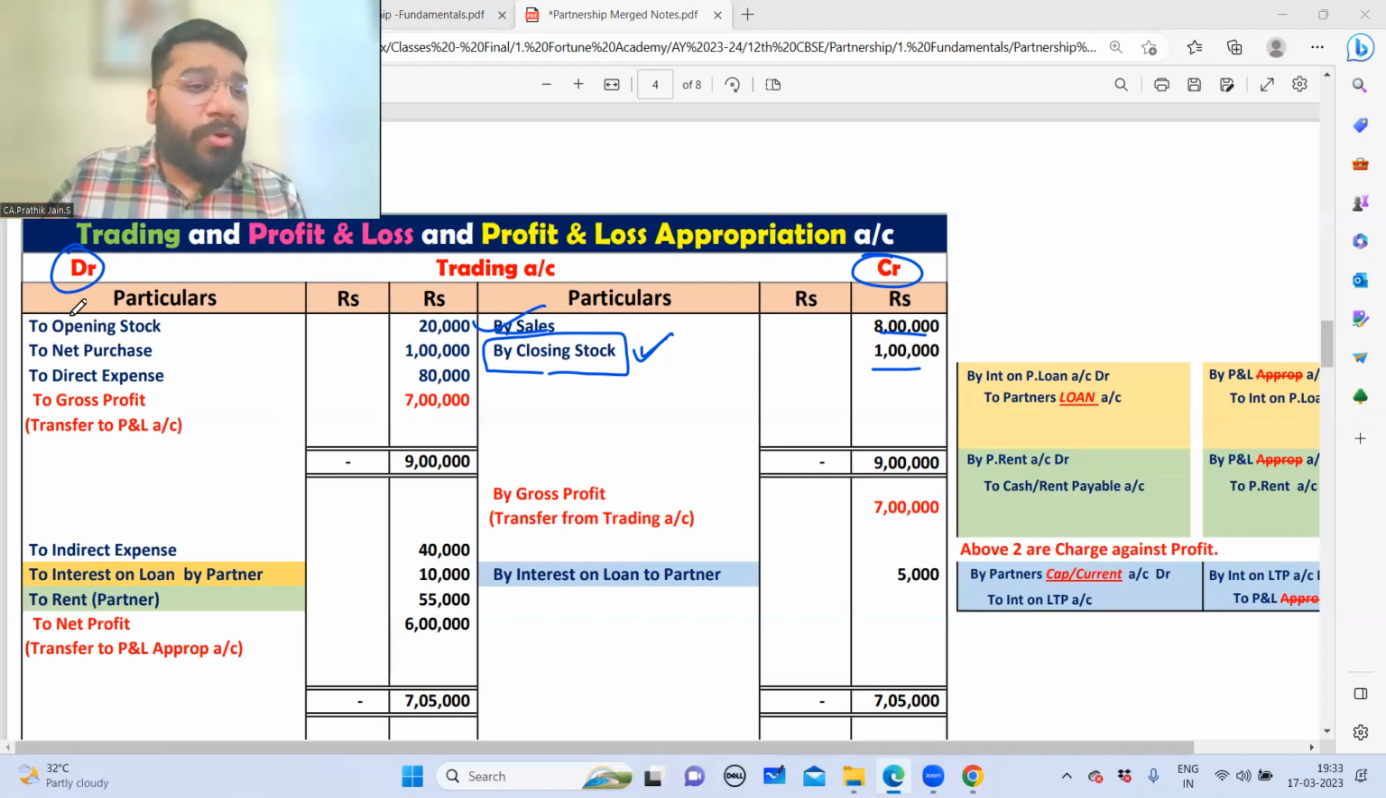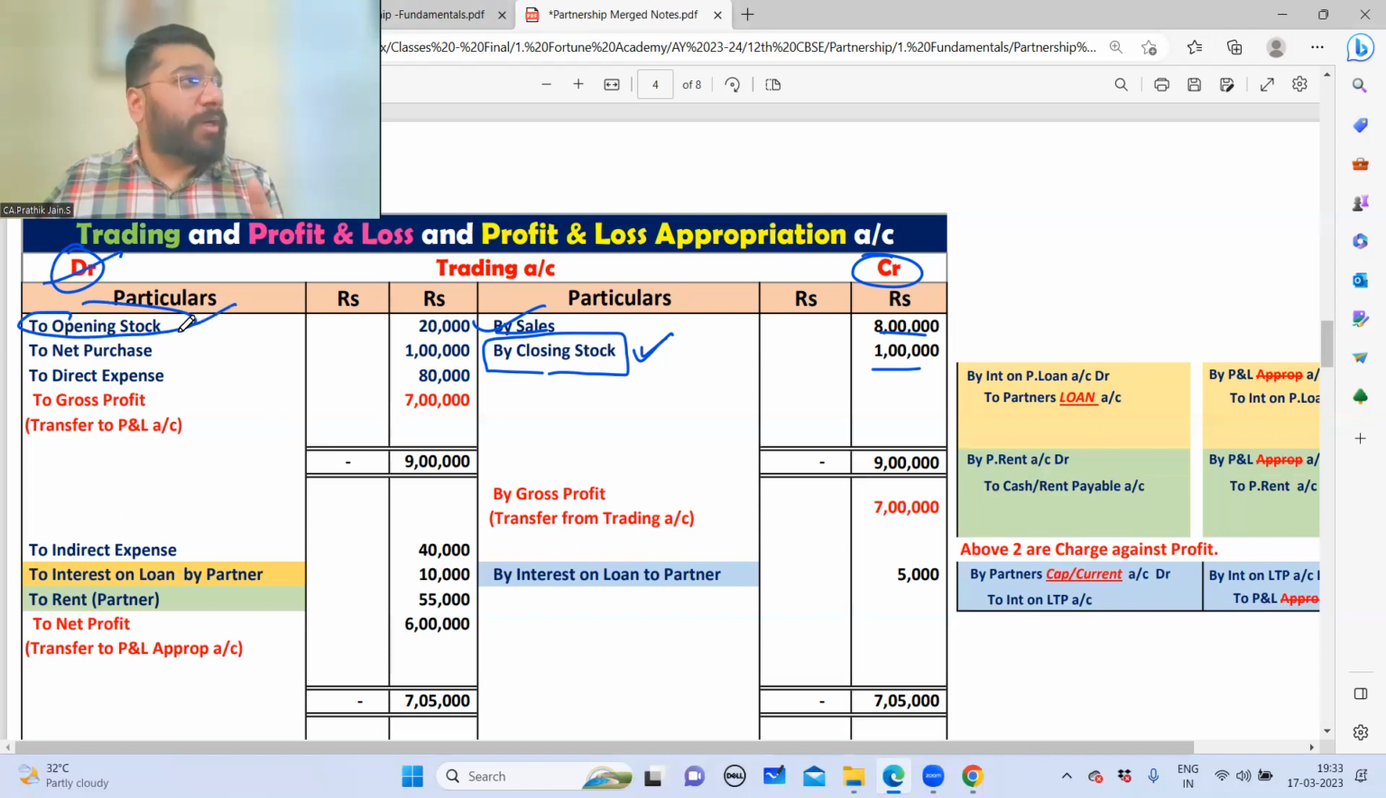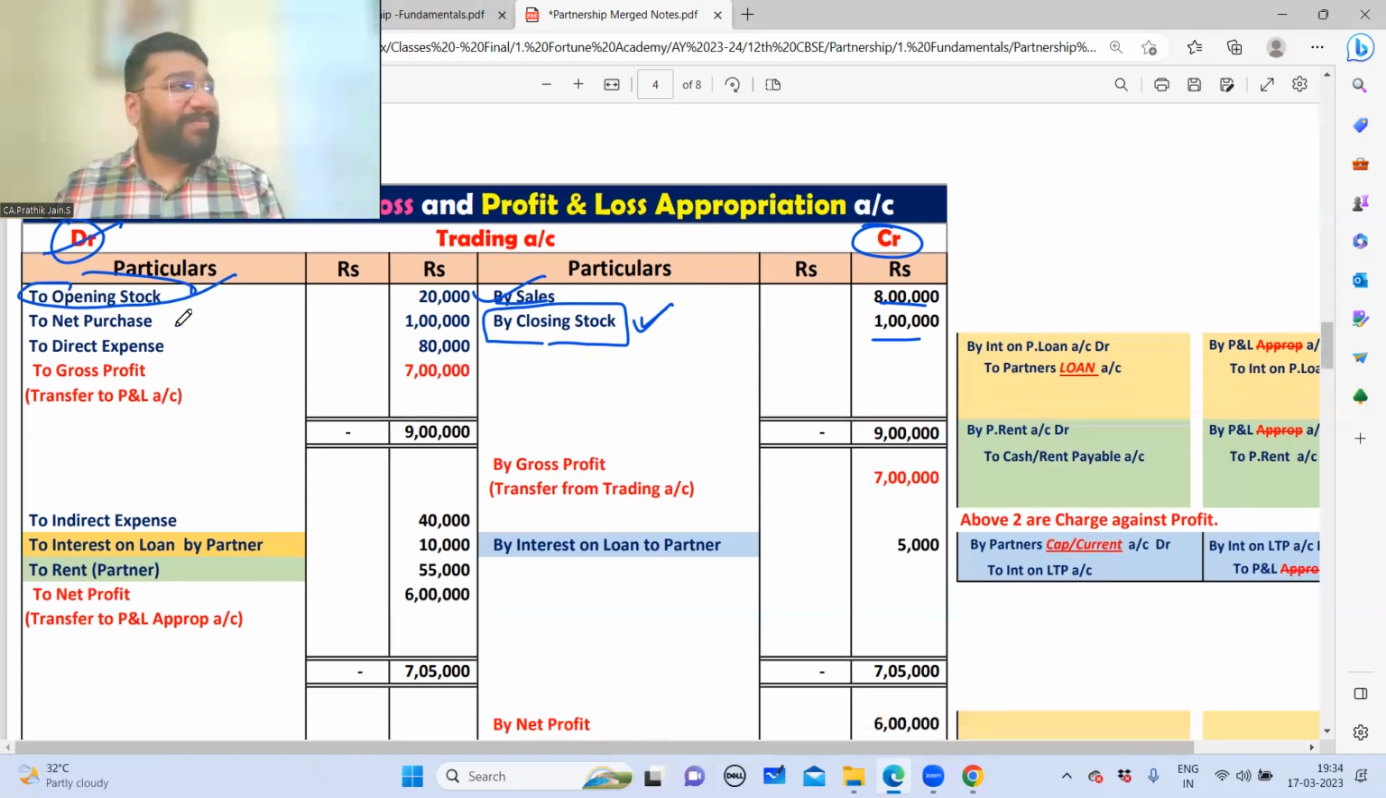Second. Opening stock is appearing in the debit side, the expenditure side. So the nature of opening stock: is it asset, liability, income, expense, gain, loss? What is the nature? All those people who said it is an asset, you are terribly wrong. I'm just putting that curiosity in your mind. I'm not going to answer any of these queries.